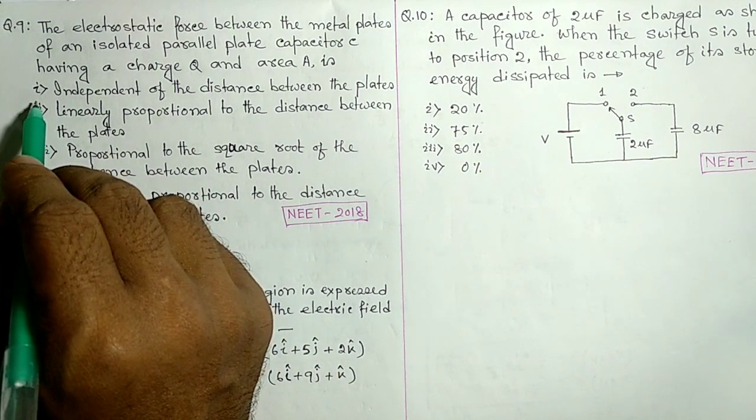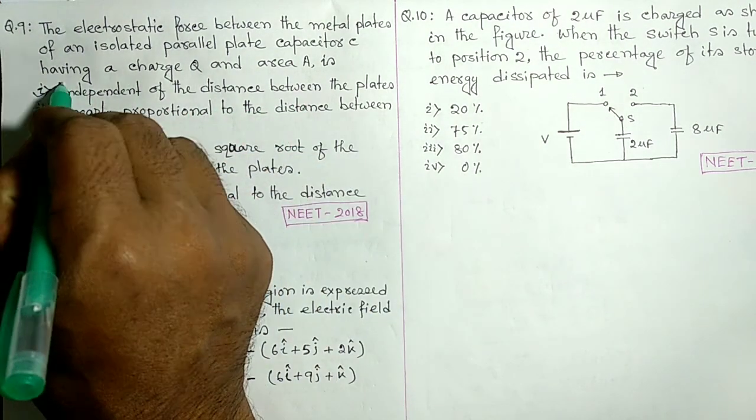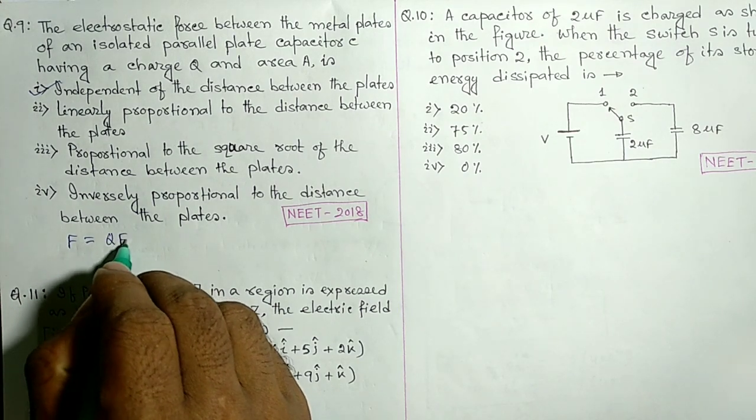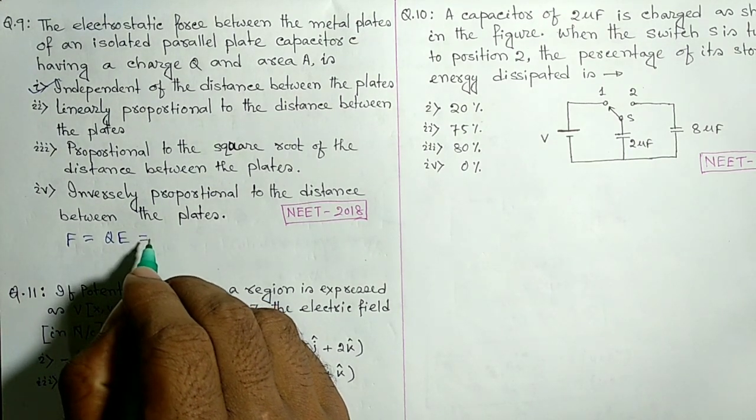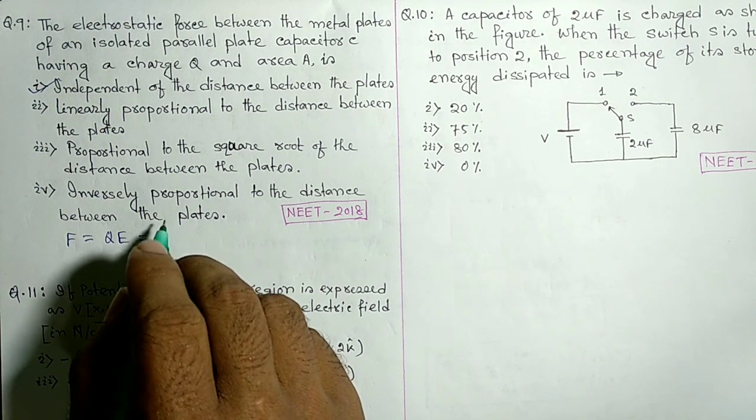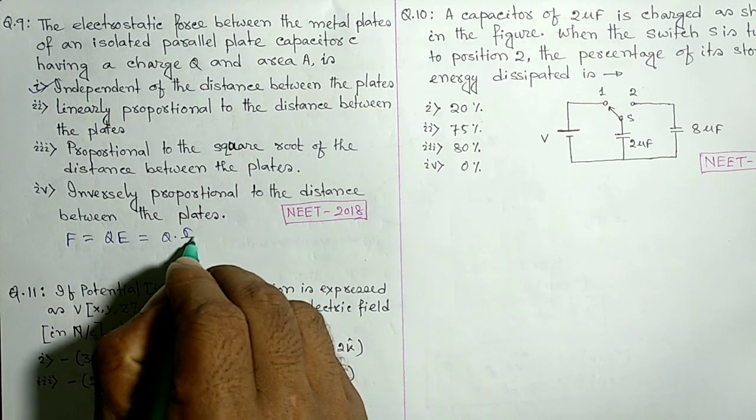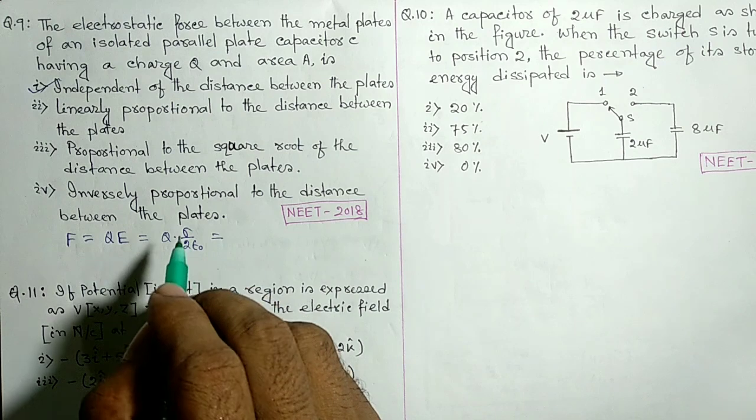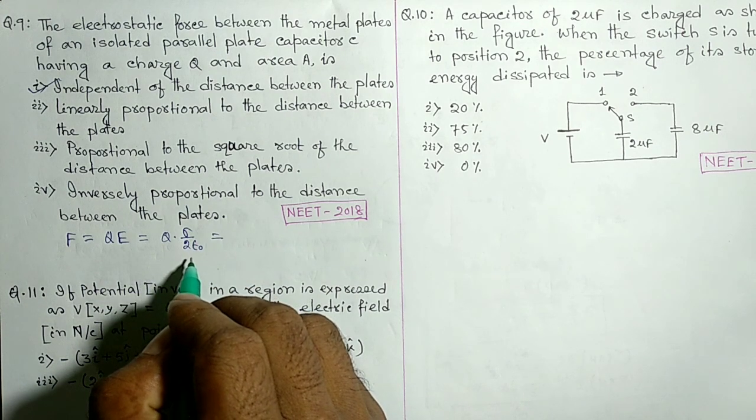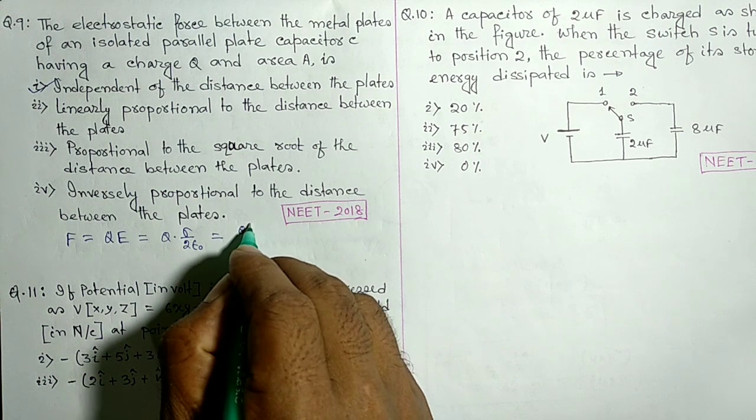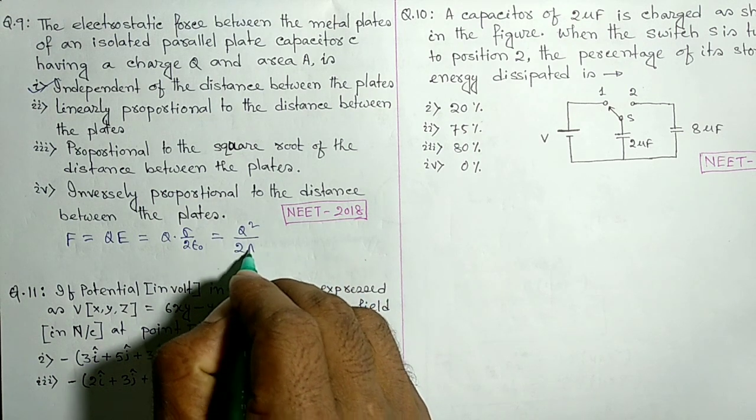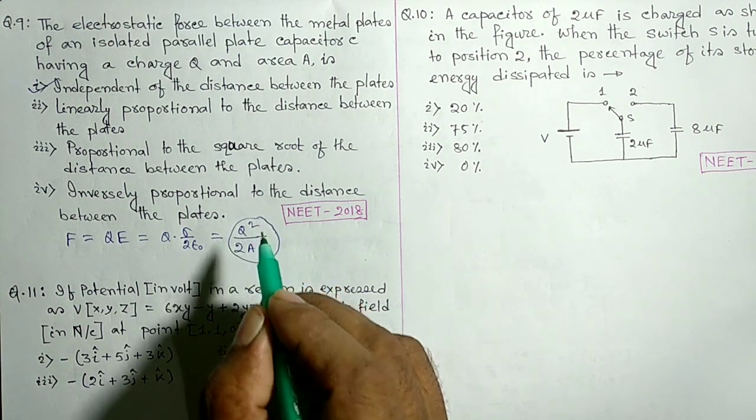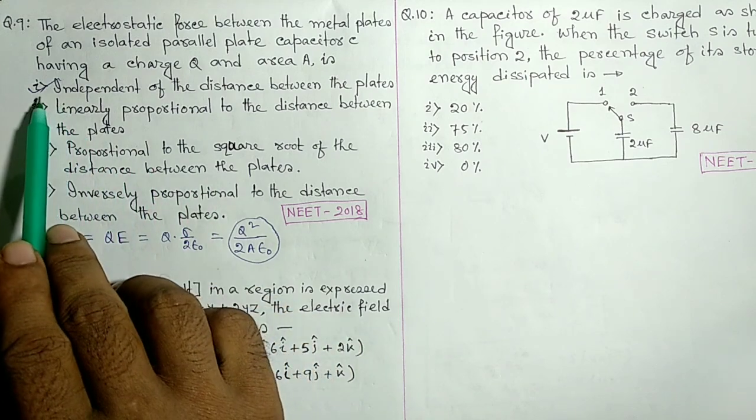Option 1 is the right answer, independent of the distance between the plates, because force F is equal to Q into E. We know E is the electric field. Electric field E is equal to sigma by 2 epsilon naught. So Q into sigma by 2 epsilon naught. Again, we know that sigma is equal to charge by area, Q by A. So it will be Q square divided by 2 A epsilon naught. So it is independent of the distance between the two plates. So option 1 is the right answer.